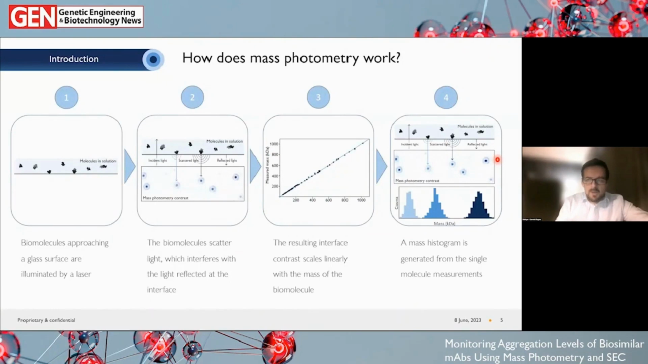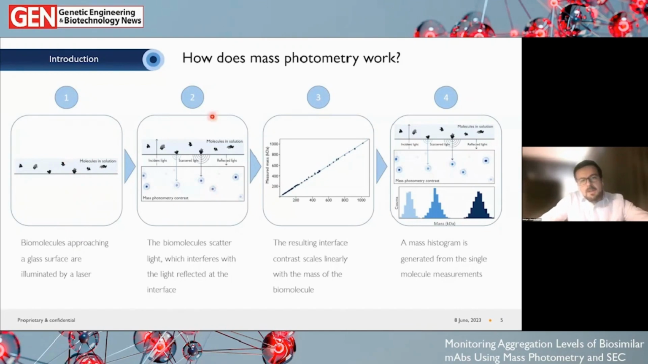So how does it work? This is just a very top level summary as to what it's all about. If we start at number 1 here, hopefully you can see my laser pointer. There's a glass cover slip here, and here we have some molecules in solution. And we have laser illumination in this system. It's just a 488 nanometer laser, and that will come up through the sample.